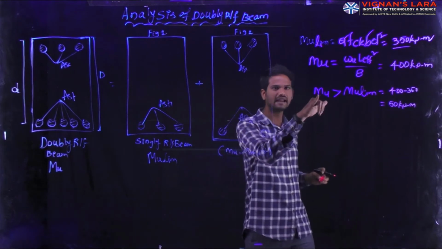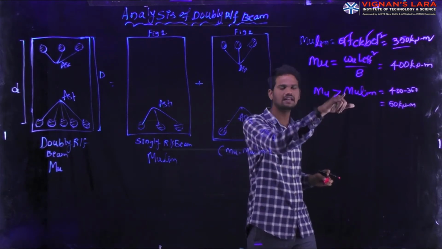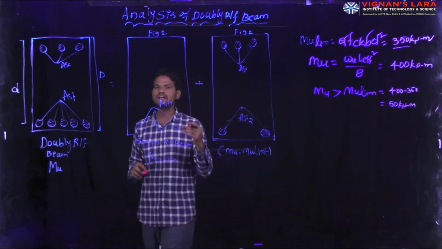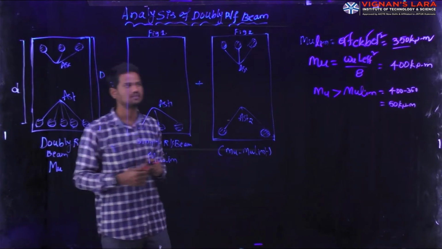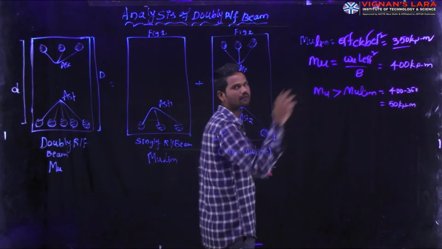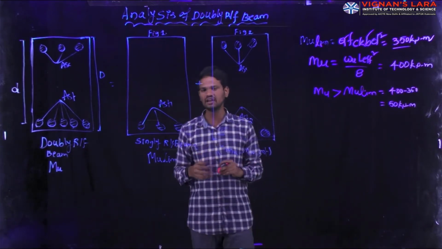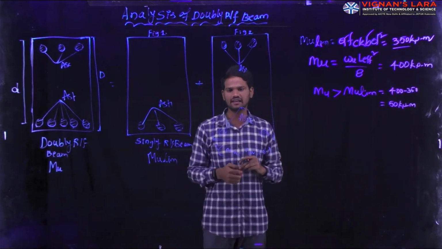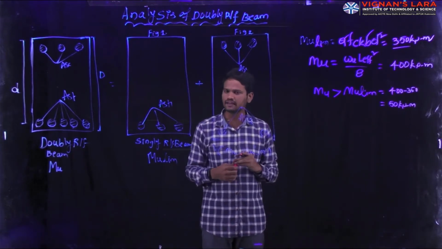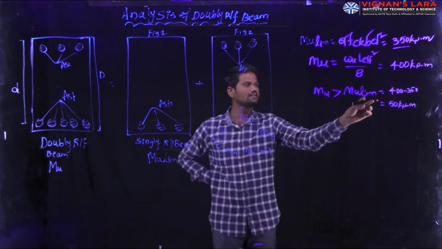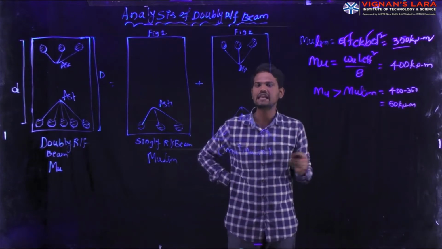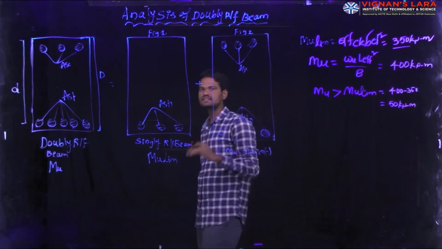Suppose the applied moment is equal to or less than the limiting moment, we can design the beam as a singly reinforced beam, what we have discussed in our previous lessons. That means the applied moment you are getting will be less than the limiting moment. In those conditions, you can directly take the design procedure as a singly reinforced beam. But in our condition, the applied moment is greater than the limiting moment. Hence we have to design the beam in another manner.